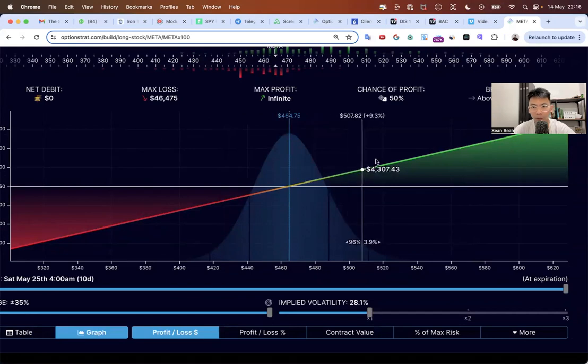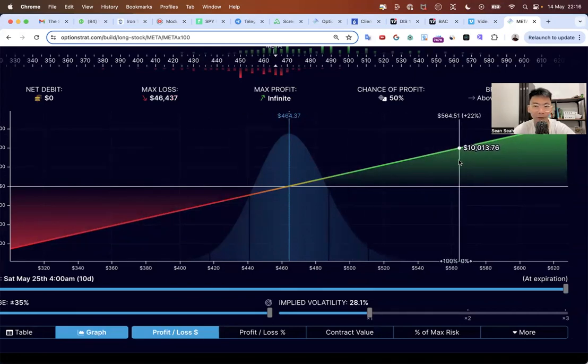Okay, so let's go to 564. If it goes to 564, I will make $10,000. You can see why, because the share price goes up by $100, multiplied by 100 shares. 100 times 100, that's $10,000.